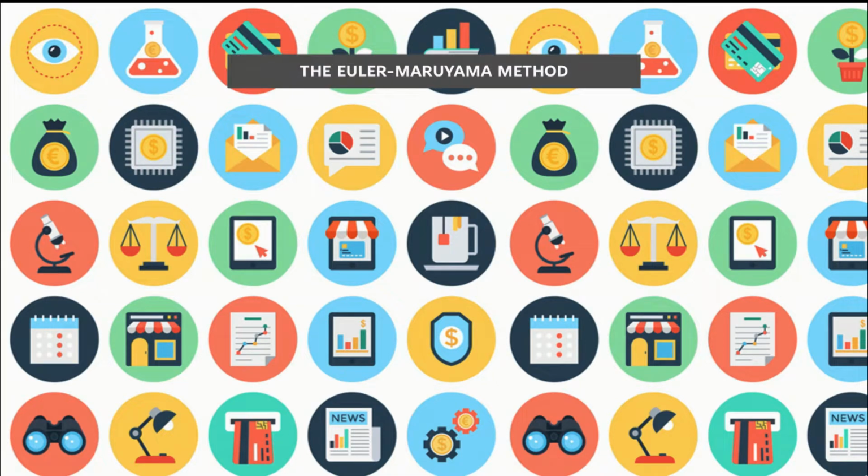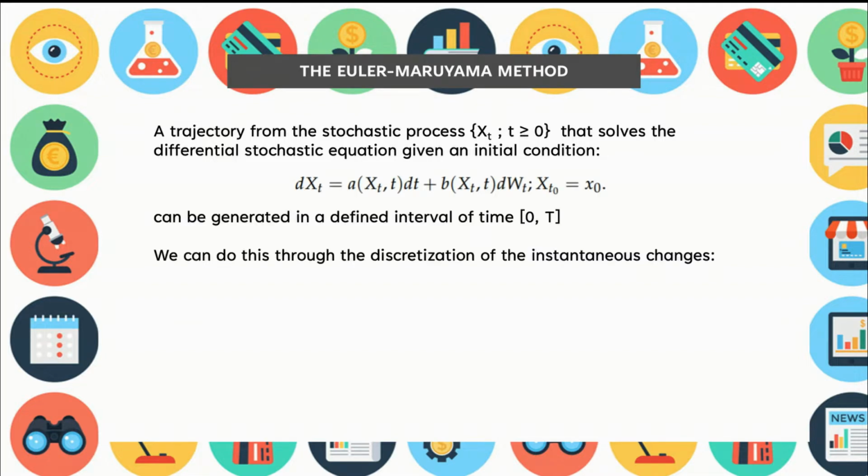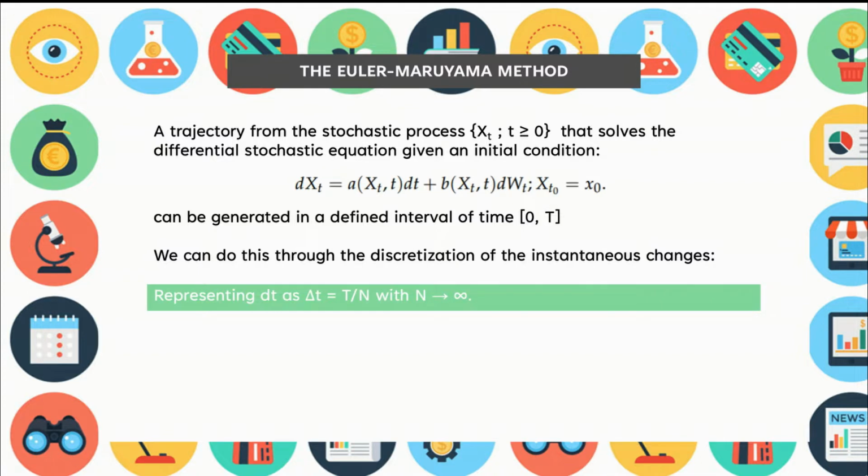Euler-Maruyama method. We know that a trajectory from a stochastic process that solves the differential stochastic equation given an initial condition is this one, and it can be generated in a defined interval of time between 0 and t. We can do this through the discretization of the instantaneous changes, representing the derivative t as delta t equals t divided by n with a tendency to infinity.